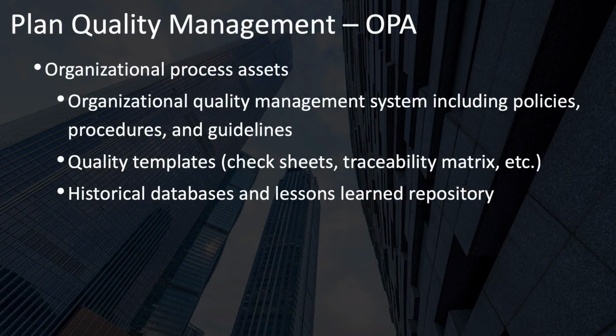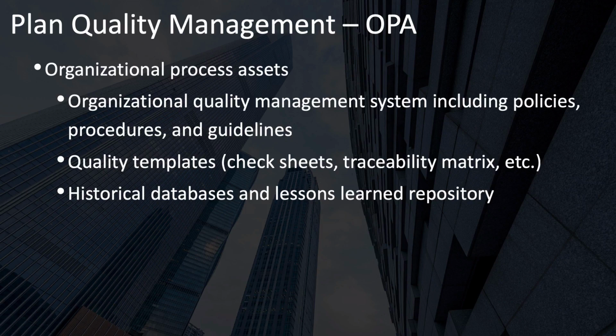And now it's time to take a look at the inputs of the planned quality management process. But this time, we cover the process inputs in reverse, starting with the organizational process assets and enterprise environmental factors. Because the quality management plan needs to be built on the foundation of the organization's existing quality management system, if any, including the policies, procedures, and guidelines for quality management.